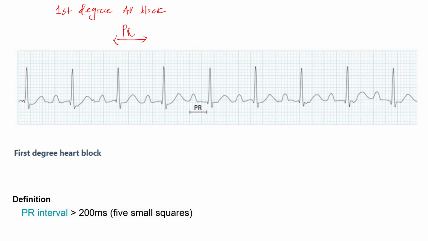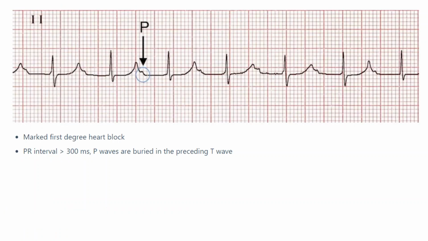And I have told you that the normal PR interval is 3 to 5 small boxes, or 120 to 200 milliseconds, because one small box is 40 milliseconds. So anything more than 200 milliseconds is known as first degree heart block. As you can see here, this is a P wave, and this is the PR interval. Definitely, this is more than 5 small boxes. So this is a case of first degree heart block, and it's a very severe type, because the QRS complex is so delayed that the P is coming almost near the T wave.